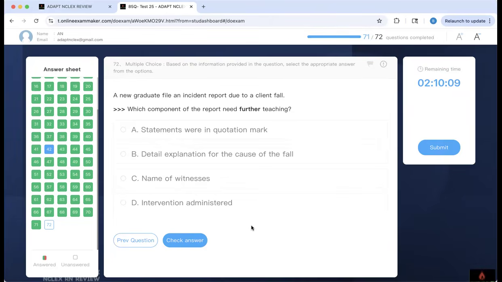And then a new graduate files an incident report due to a client fall. Which component of the report needs further teaching? Statements in quotation marks, detailed explanation for the cause of the fall, names of the witnesses, interventions administered. This is a trap. It's always a trap. When you fill in an incident report, there are specific things you should put in.